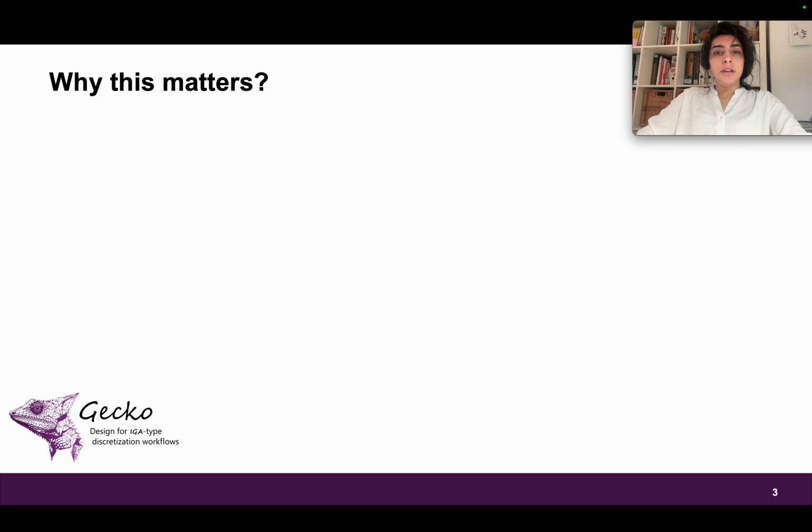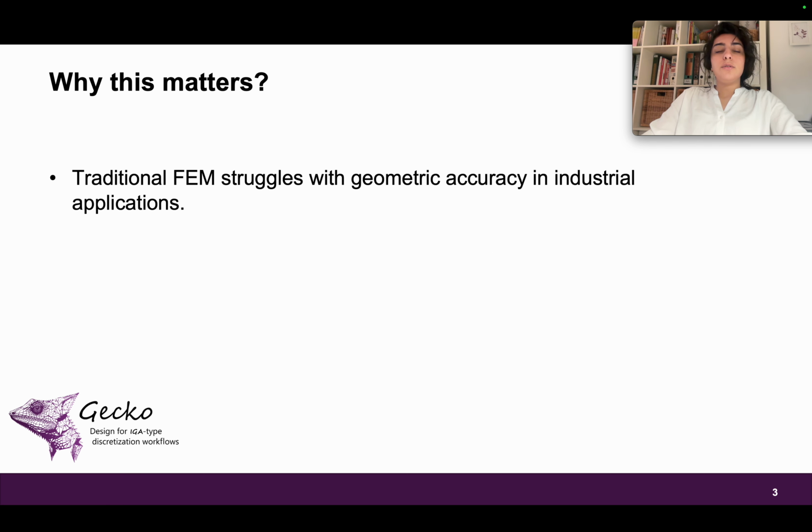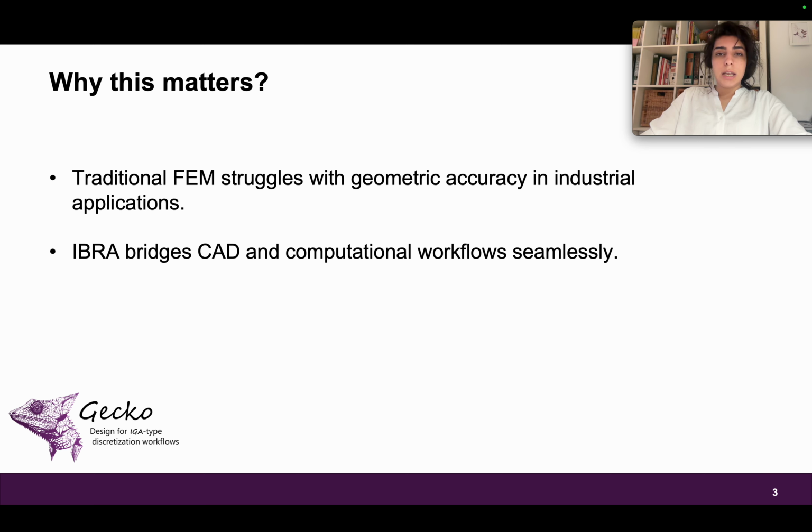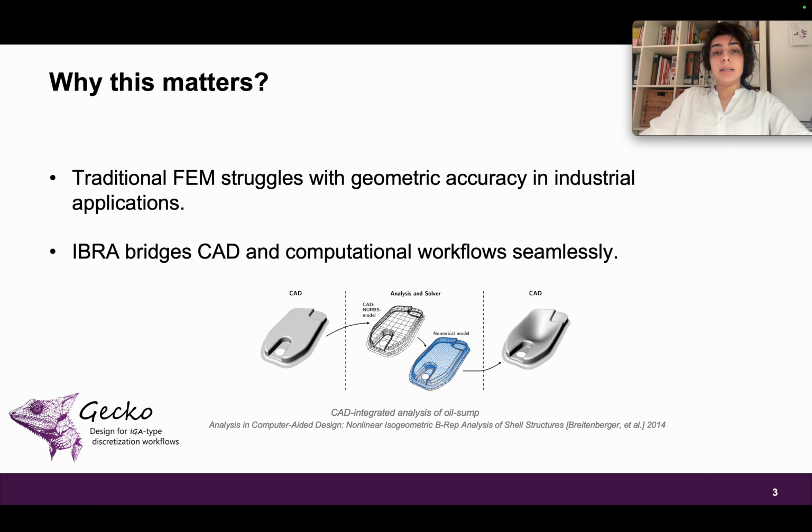Now, why does this matter? Because the traditional finite element method did show some disadvantages in geometric accuracy. What isogeometric analysis and IBRA, the isogeometric boundary representation analysis, does is use the same CAD model for design and analysis, ensuring that we have an exact geometry. This becomes quite handy within industrial applications.